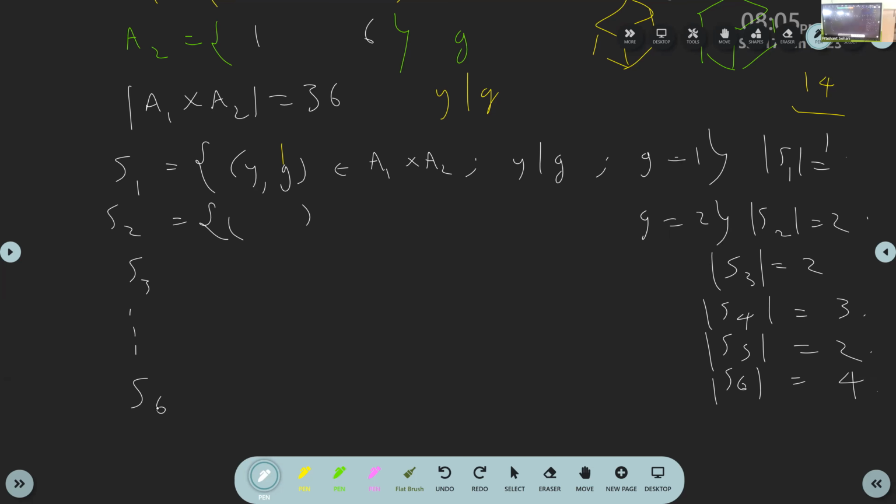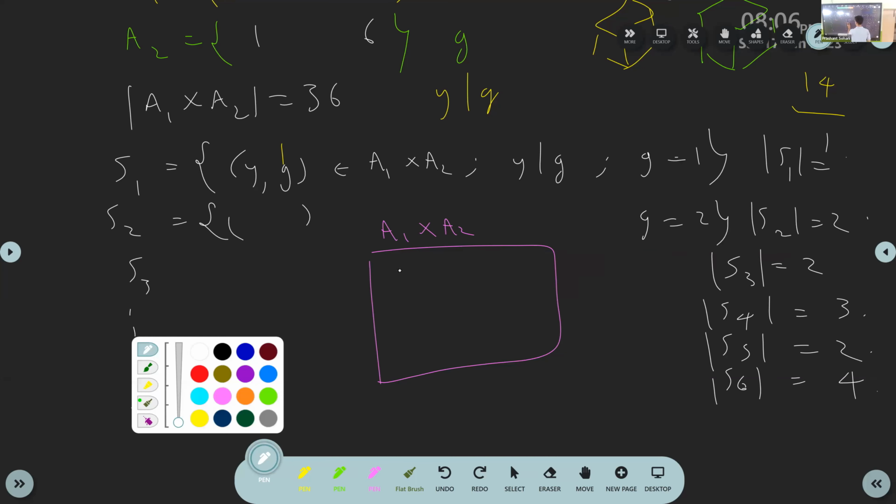Can you think of it like union? I can draw a Venn diagram of this. It will look something like this. So my entire A1 cross A2 is over here. Every pair is in this set, so it has all 36 possible values. But after that, I am interested in the ones which satisfy this property. So maybe this is my set S1.